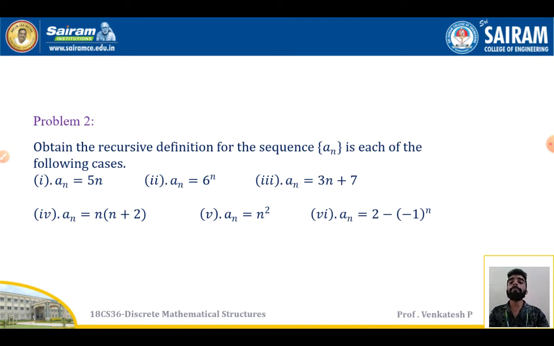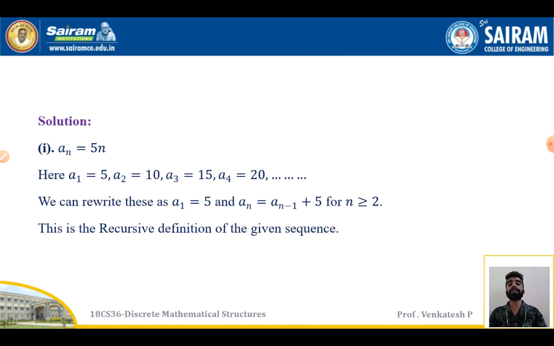So next is problem number 2. Obtain the recursive definition for the sequence an in each of the following cases. First one, they have given an is equal to 5n, second an is equal to 6 power n, third one is an is equal to 3n plus 7, fourth one an is equal to n into n plus 2, fifth one an is equal to n square, sixth one an is equal to 2 minus of minus 1 power n. So let me solve one by one.